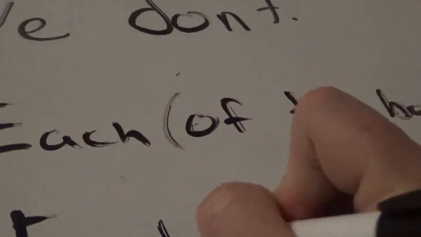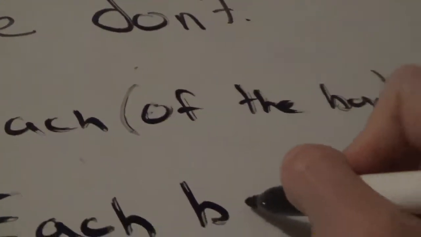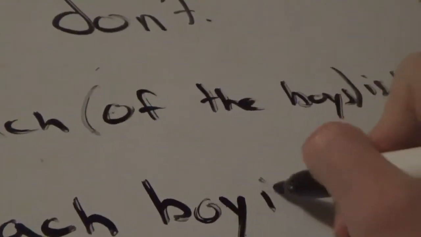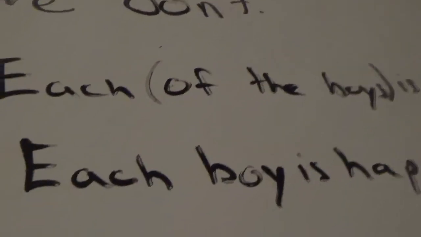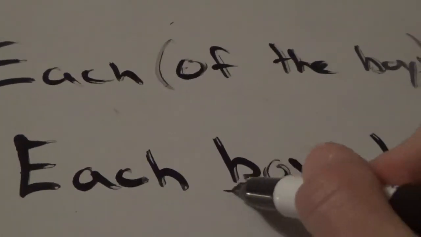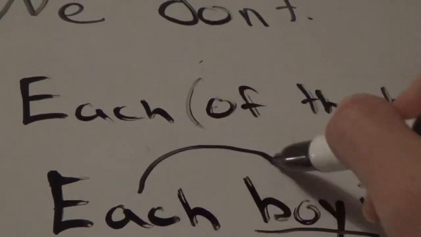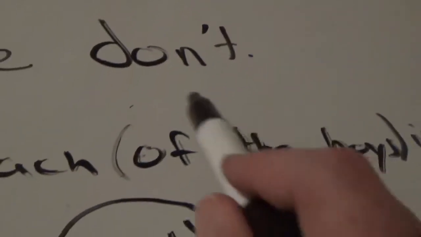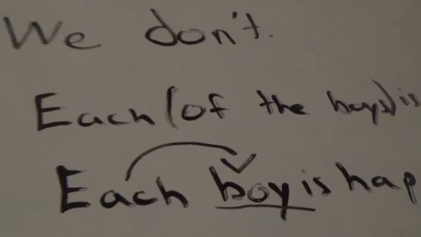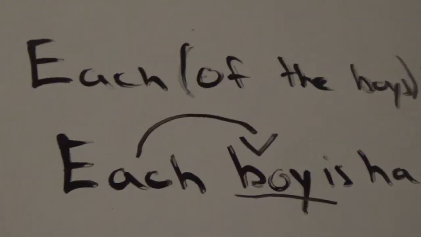Each, and it doesn't change the verb in this case, but each boy is happy. What's the subject there? Each is not the subject there. Boy is the subject. Each is a modifier for boy. Right? Up here, boys is not the subject because it's in a prepositional phrase. Okay.